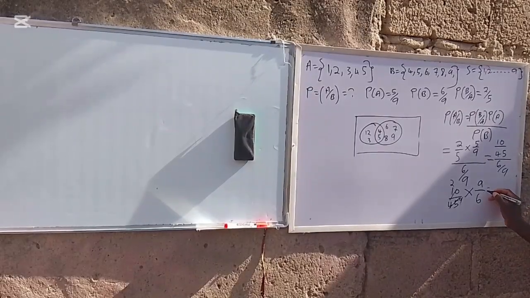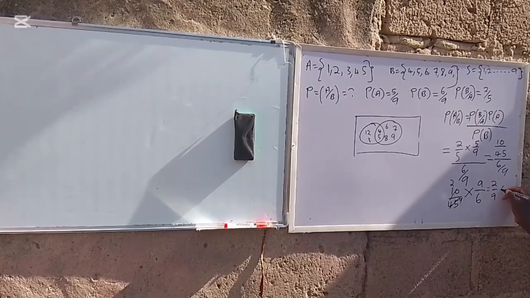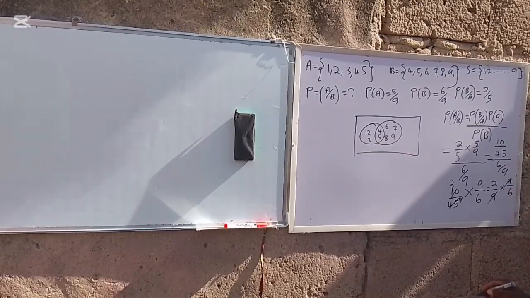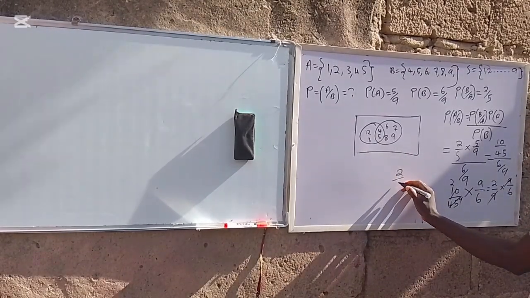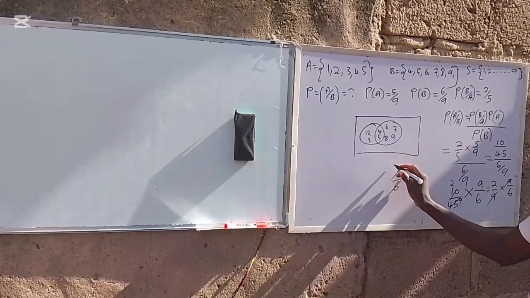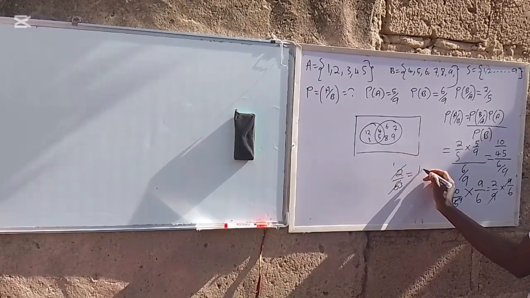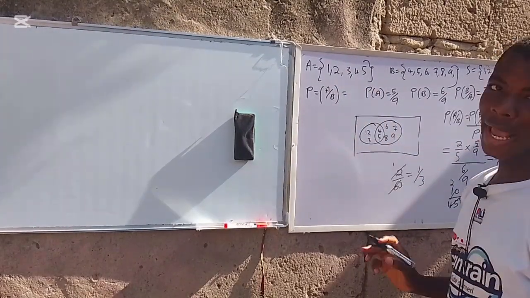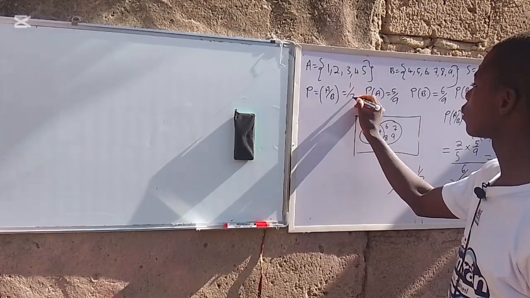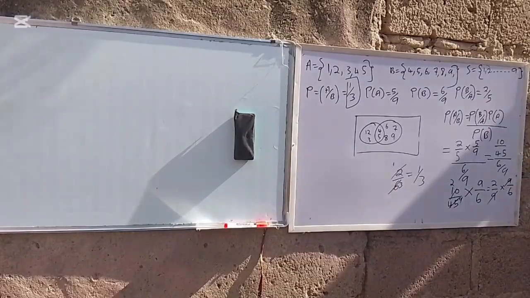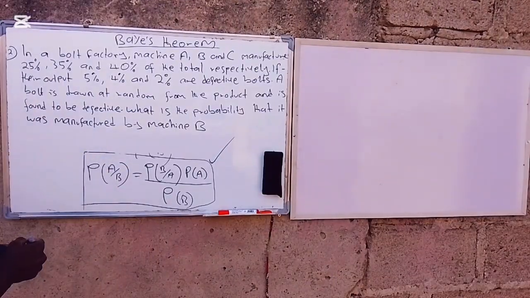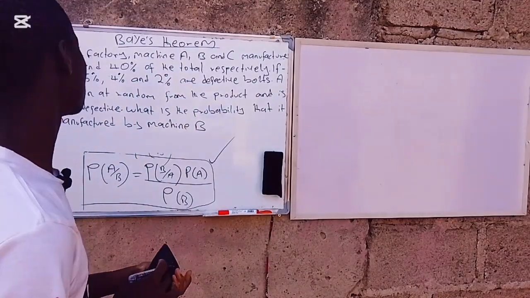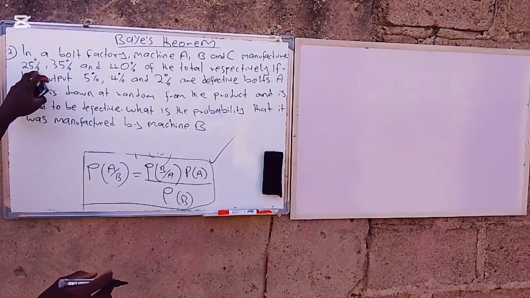5 into 45 is 9. So therefore at the end I'll have 2 over 9 multiplied by 9 over 6. 9 will cancel 9. At the end I'll have 2 over 6, and 2 into 2 is 1, 2 into 6 is 3. So my answer is 1 over 3. So therefore the probability of A given B is 1 over 3.